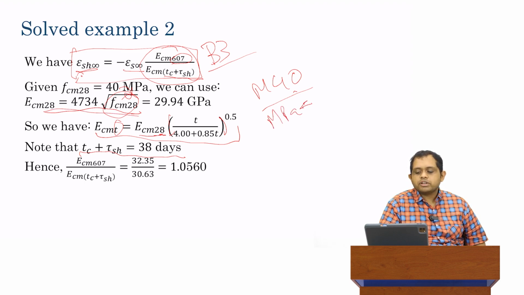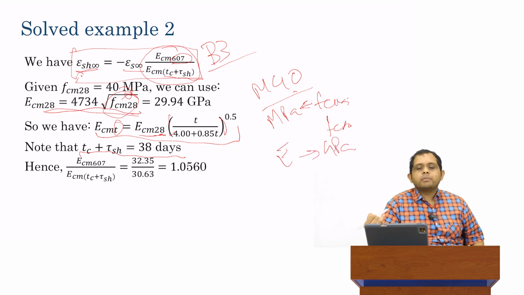So this FCM over here, which is FCK in our Indian notation, has to be in megapascals. And the E which comes out of this is going to be in gigapascals. That's what the formula is derived as. So be very careful not to do any inappropriate unit conversions in an empirical formula of this nature. Okay, so when we plug this in, we get an ECM at 28 days of 29.94 gigapascals.